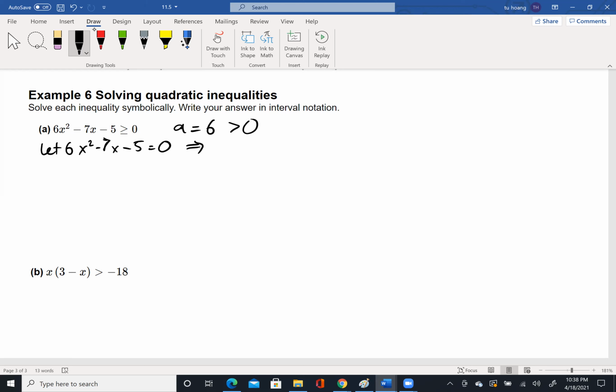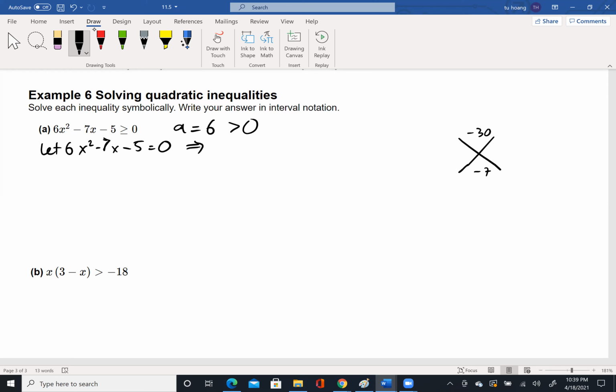I need to see if I can factor this one, right? So I would think about the AC method. A times C equals negative 30, B equals negative 7. So I need two numbers that multiply to negative 30 and add to negative 7.